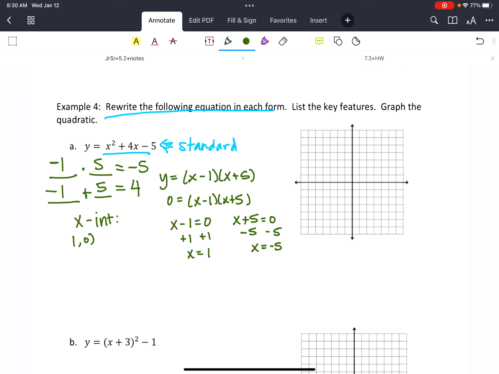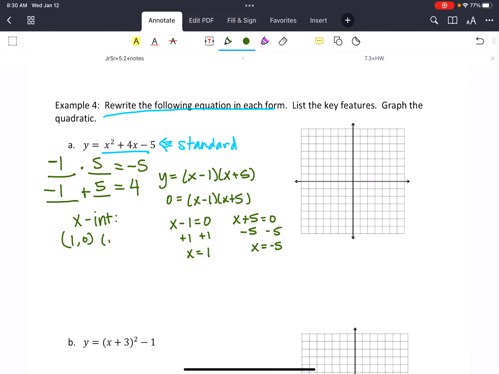Then I'm going to write them as ordered pairs so I can identify them as x-intercepts. And I go to 1, 0 and -5, 0. And then we can't forget, what does our standard form give us right here? It gives us our y-intercept. So I'm going to come down to -5 and get that, because that's why we're putting in zeros for x to get the y-intercept. So our y-intercept is at 0, -5.